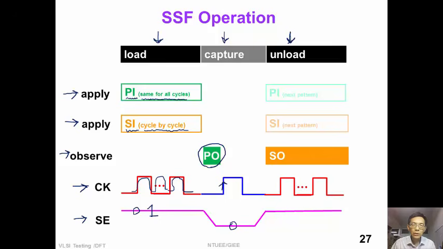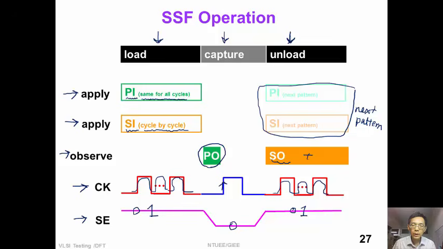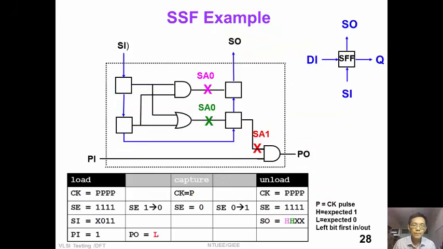Finally, we want to unload the scan chain by pulsing several clocks. At this time, scan-enable remains constant 1. At the same time, we can also shift in our next pattern. And we observe the scan out of this pattern. This is a single SSF example.